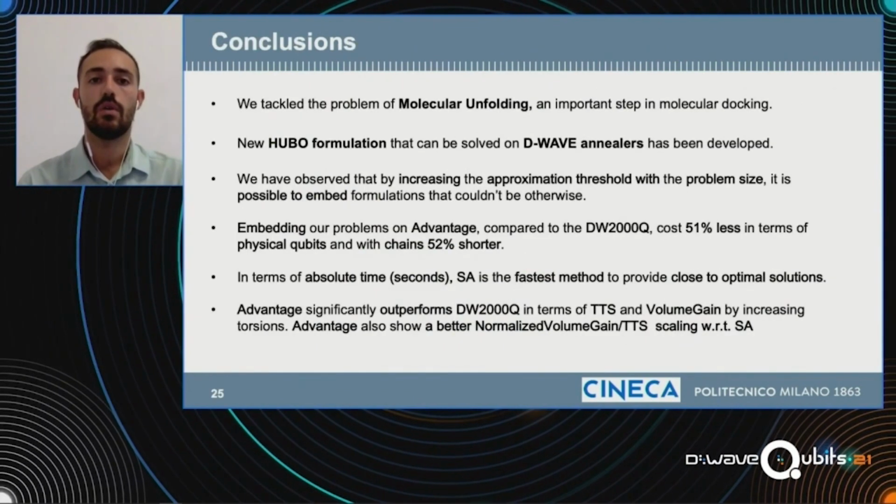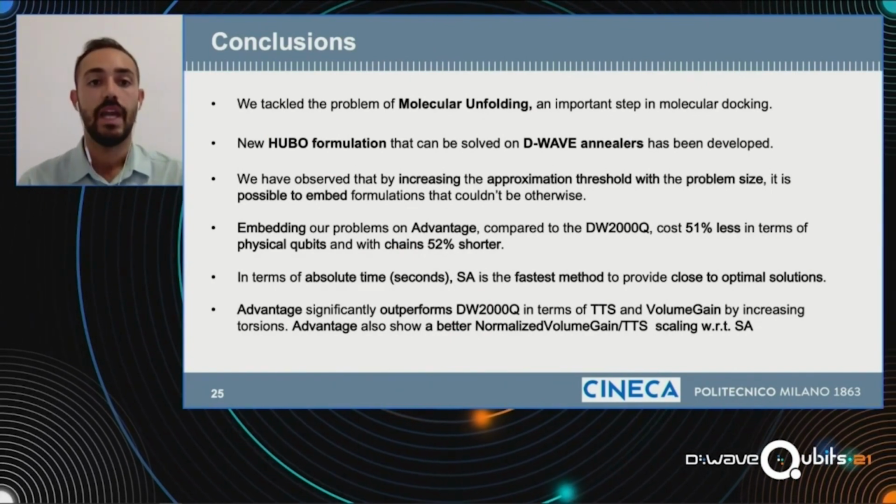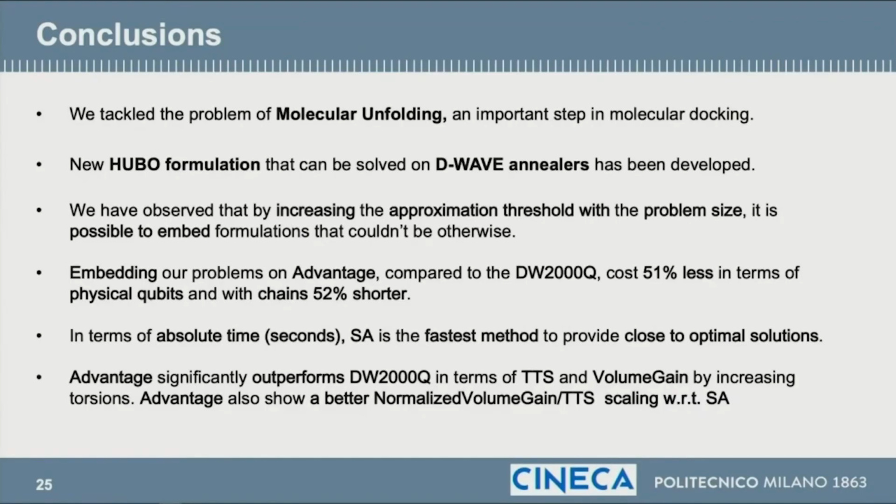Okay, so in conclusion, basically we tackled the problem of molecular unfolding, which Kevin explained. We gave a QUBO formulation of the problem, which can be solved with a D-Wave annealer. Then we also had to introduce some approximation in order to decrease the problem size and embed the problem on the D-Wave annealers. Advantage and 2000Q were different in performance, and for what concerns the embedding, Advantage was basically 51% better for what concerns physical qubits and chains.